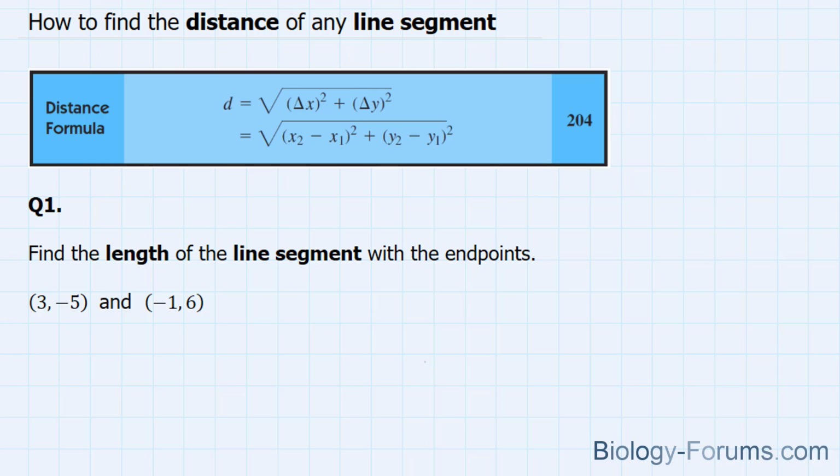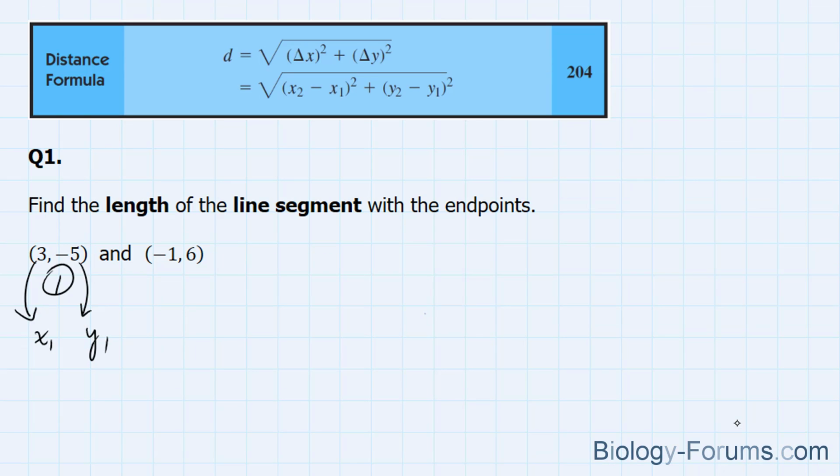In our first question, we are given 2 points of a line. We are given a point at the coordinates (3, -5), and a point at the coordinates (-1, 6). If you have a situation like this, you first want to label your points, point 1 and point 2. The reason why we label them is because each point has a coordinate. This is coordinate x and this is coordinate y, and both the x and the y coordinate will be labeled x1 and y1. And similarly, this point will be labeled x2 and y2.